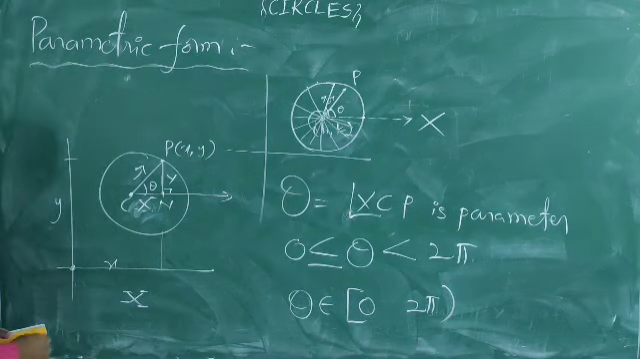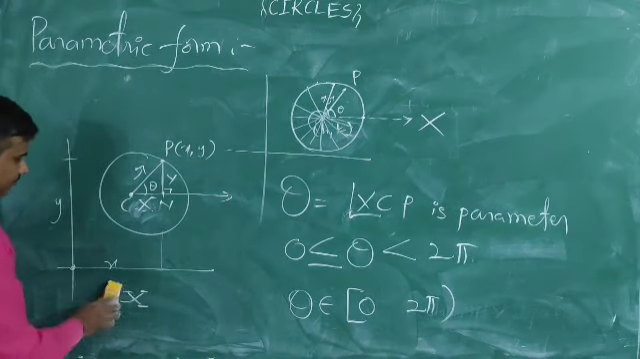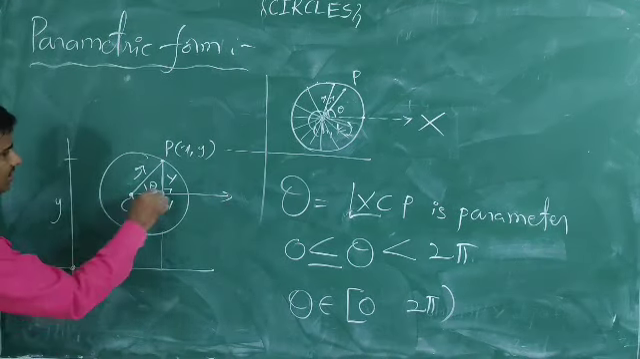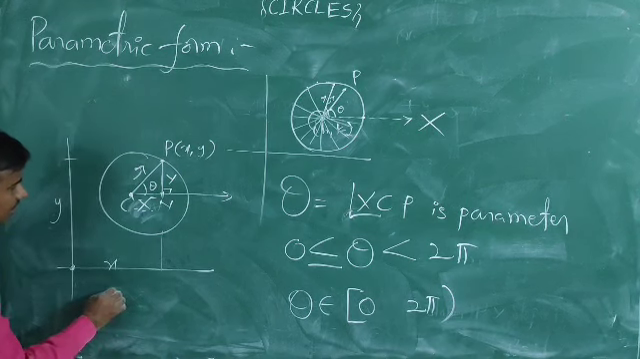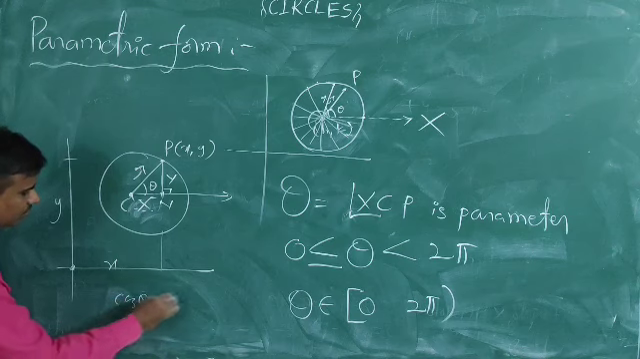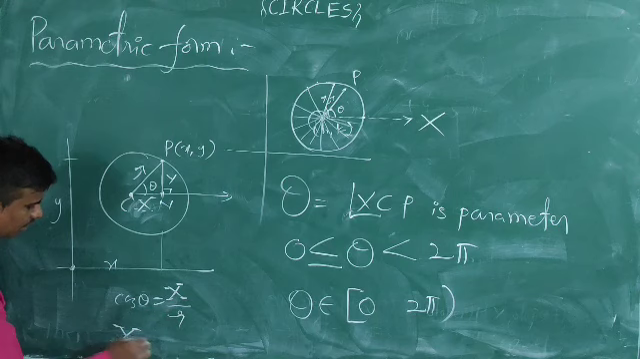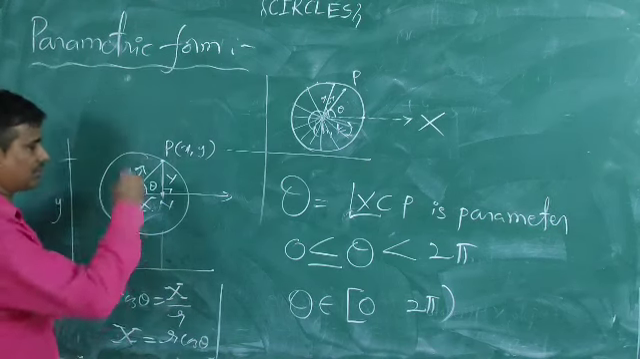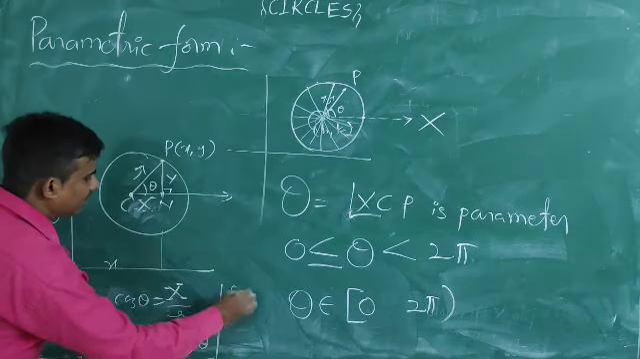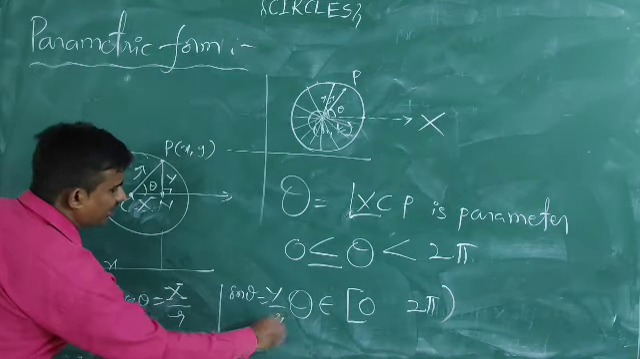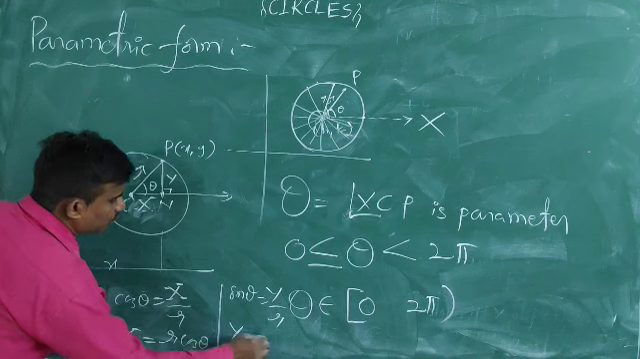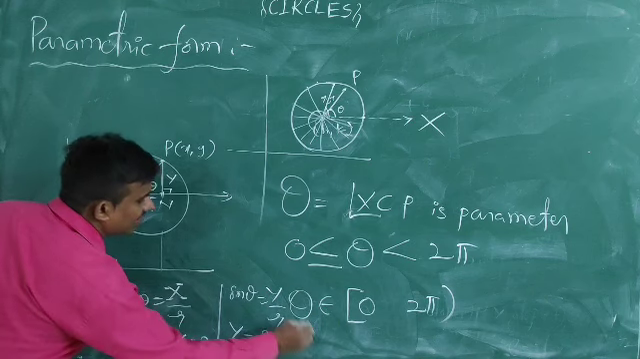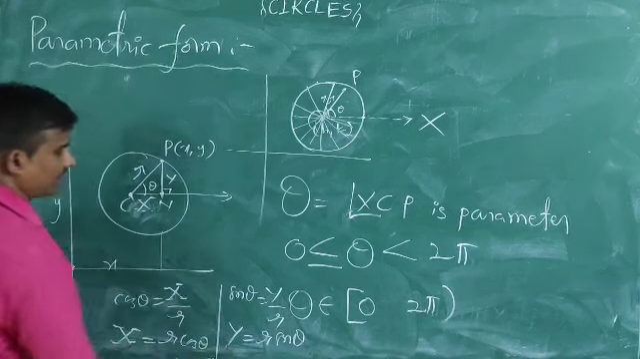From that, this one is capital X. From that, x by r equals cos theta, so x equals r cos theta. Theta is the parameter, r is constant, and here sin theta equals y by r, and y equals r sin theta. Theta will change, theta is the parameter, but r is constant.